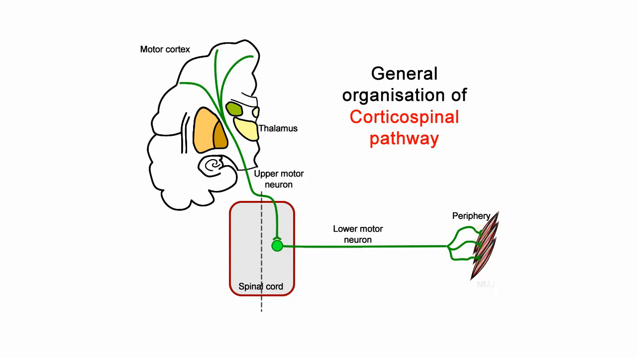Now it's important to remember that the corticospinal tract decussates, that is, it crosses the midline. And so the upper motor neuron projects to the contralateral lower motor neuron, and so controls contraction of the contralateral muscle fibres.